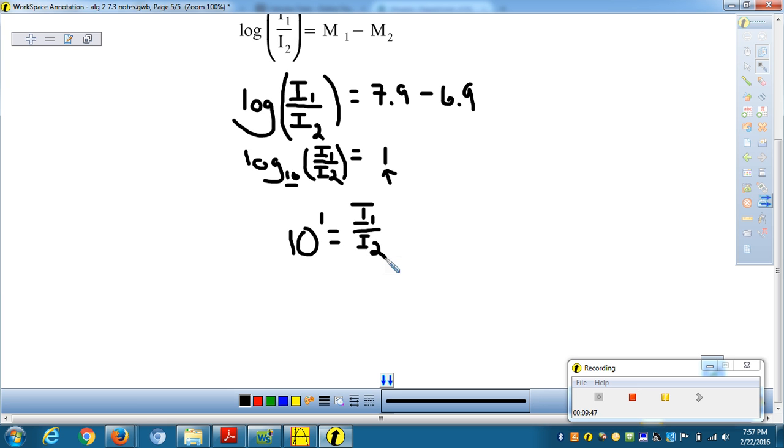And if we think about moving that I sub 2 over, it means that I sub 1, the intensity of the first earthquake, the 7.9 on the Richter scale, is equal to 10 times I sub 2. Which means an earthquake of magnitude 7.9 is 10 times as intense as an earthquake of magnitude 6.9. So it's kind of an interesting comparison.